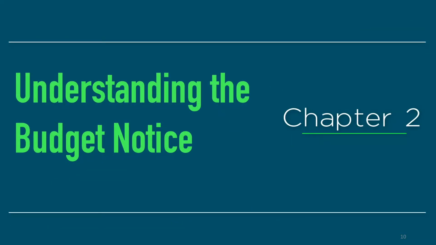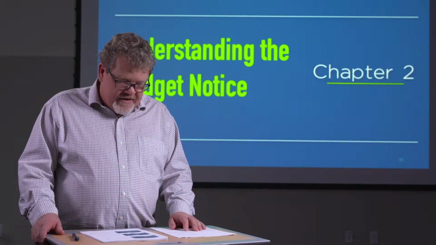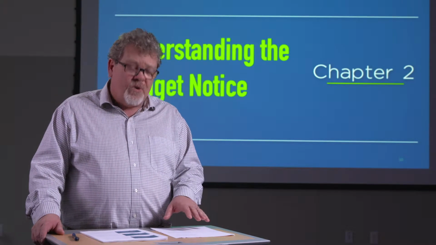This is Chapter 2, Understanding the Budget Notice. As a result of the litigation in KW versus Armstrong, the Department of Health and Welfare has developed an entirely new notice packet for eligibility and budget determination. We're going to discuss in Chapter 2 what goes into the budget notice, what's included there, and how you can use it to represent your participants.